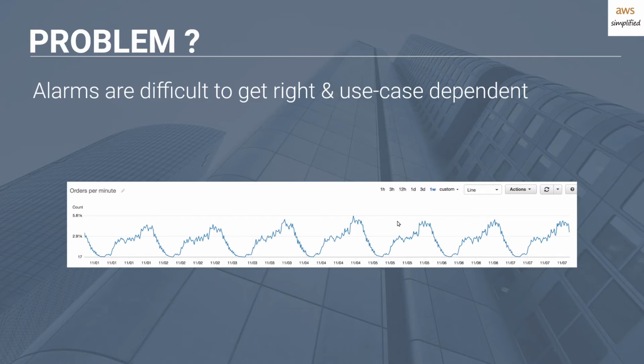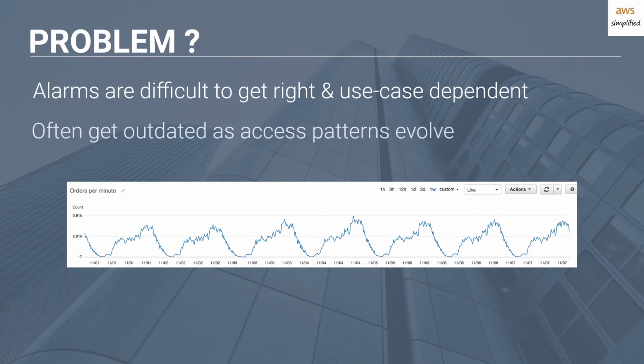And the second big problem that anomaly detection is trying to solve is that often alarms can get outdated as access patterns evolve. So in this case, since we're tracking orders per minute, assume for a moment that maybe your business exponentially grows and you're doing double the amount of orders per minute next month as you are this month, then obviously all the alarms that you created in the previous steps would quickly become out of date, and you need to come back here to change all of your alarms one by one. So what's the answer to these two major problems?